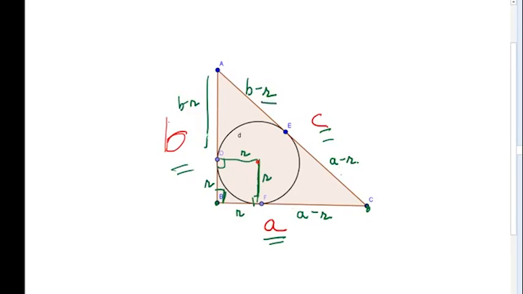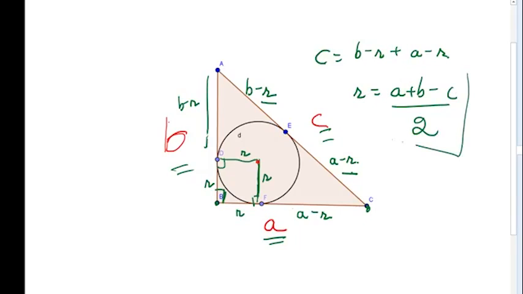And the sum of B minus R and A minus R is equal to C. So you can put C equal to B minus R plus A minus R. And from here you get R equal to (A plus B minus C) by 2. So we have got the inradius in terms of A, B and C, which was asked. It's an important relationship because you might be asked a difficult question which has this application. You might be asked a question on incircle, inradius, where you have already been given the sides of the triangle.